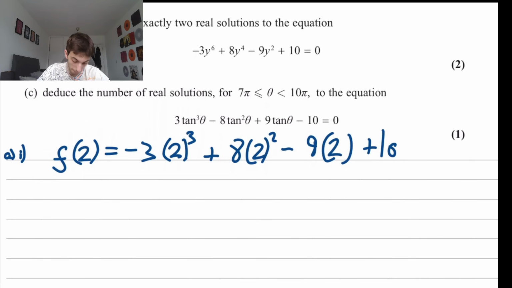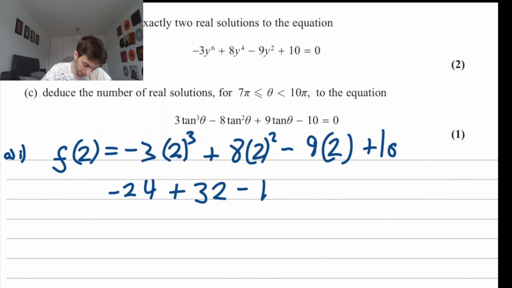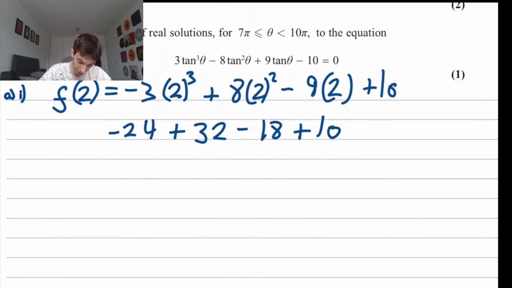So 2 cubed is 8. Minus 3 times 8, that's going to be minus 24. Plus 2 squared is 4. 8 times 4 is 32. Take away 18 plus 10. So what do we have here? So we have 32 plus 10, so it's going to be 42. Take away minus 24 minus 18, which is also going to be minus 42. So we have 42 minus 42. That's going to be equal to 0.